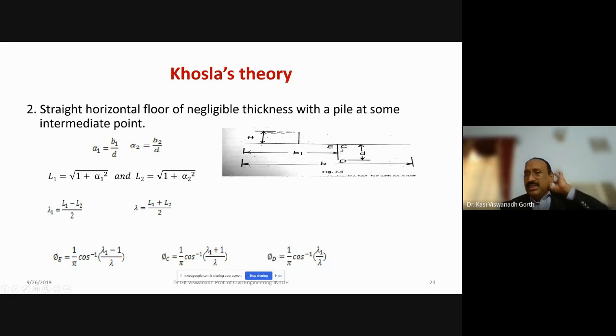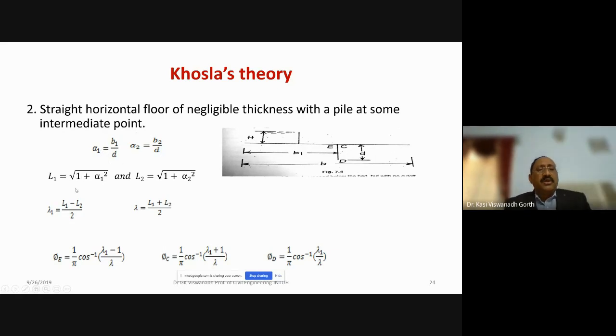The location of this intermediate point may be taken with respect to the total length of the horizontal floor. If B is the total length of the horizontal floor, the location of the intermediate pile is, say, b1. Calculate alpha 1 as b1 by d, alpha 2 as b2 by d. What is b2? The remaining portion. This is b1 and this is b2, the remaining portion. So b1 by d and b2 by d give you alpha 1 and alpha 2.